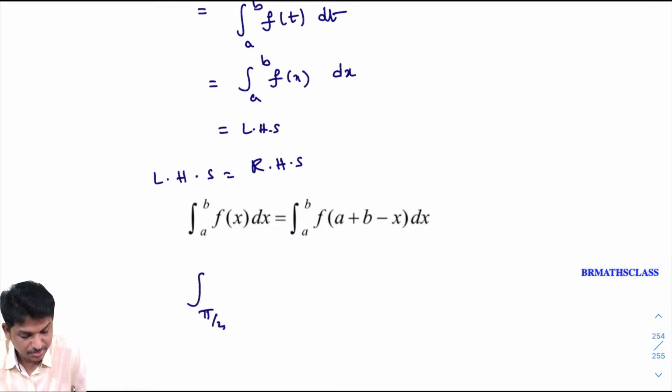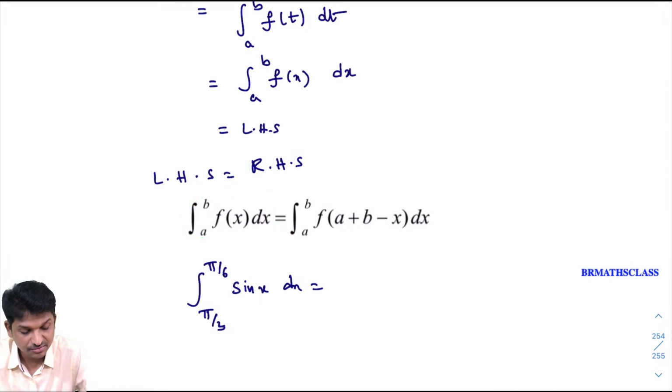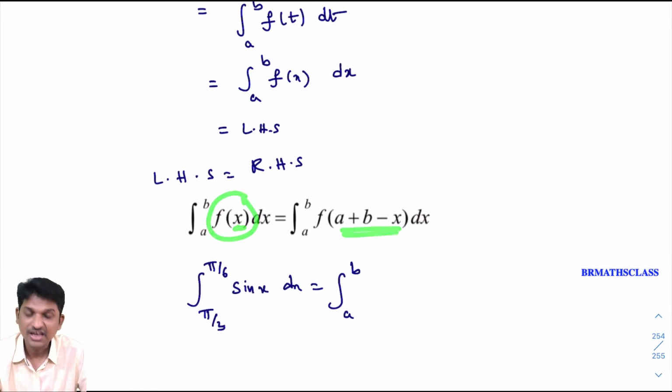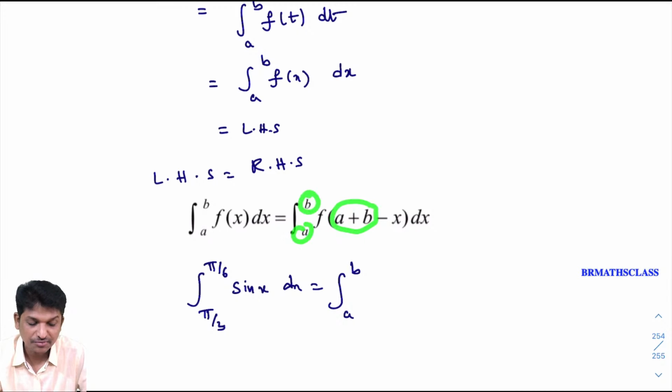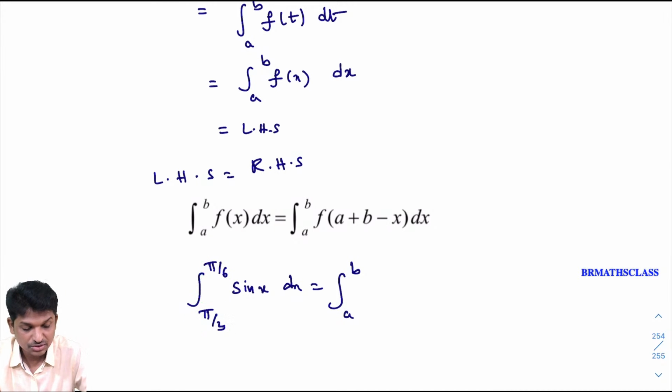For example, the question is like this. Integral of pi by 3 to pi by 6 sin x dx is there. If you want to use this property, how to use it? We will write like this. Integral of a to b, in this function, wherever x is there, I will write a plus b minus x. A plus b is what actually? A plus b is the sum of limits. Look here, sum of limits: pi by 3 is 60, pi by 6 is 30. Pi by 3 plus pi by 6 is pi by 2. So this can be written as sine of pi by 2 minus x dx.